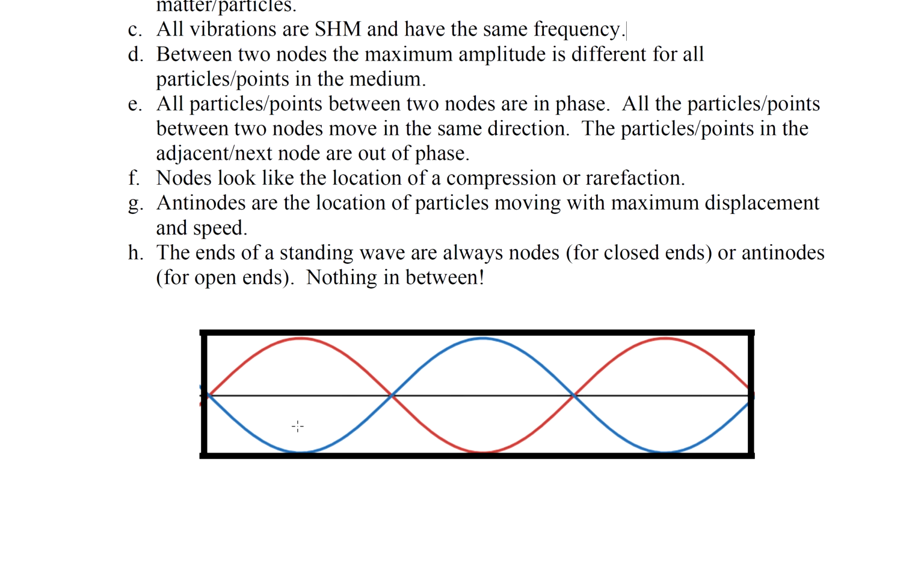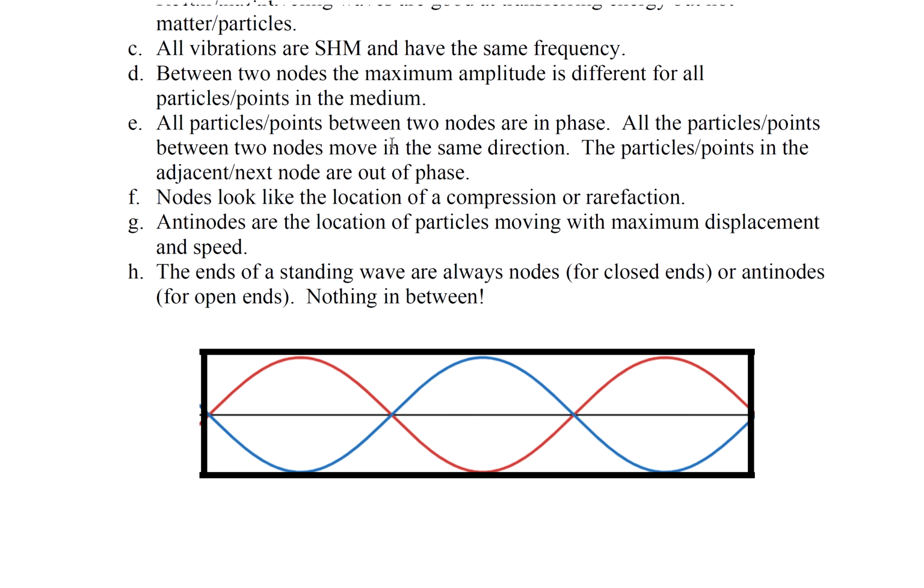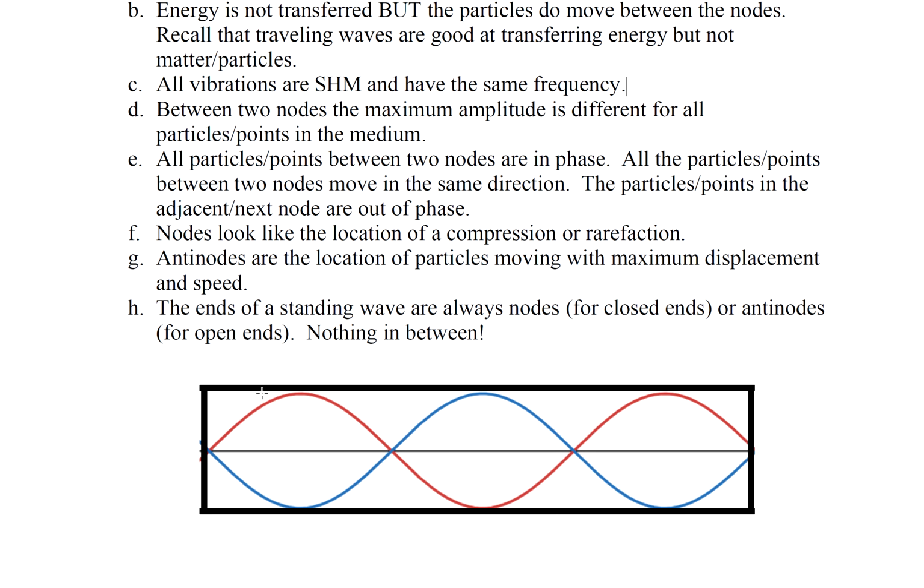Where we have this maximum amplitude, this antinode, that's where we get the maximum speed of the particles. Where we have this minimum amplitude, like zero displacement, near the nodes, we get zero speed, or very low speed. And the frequency of all of these particles moving to the right and the left is the same.